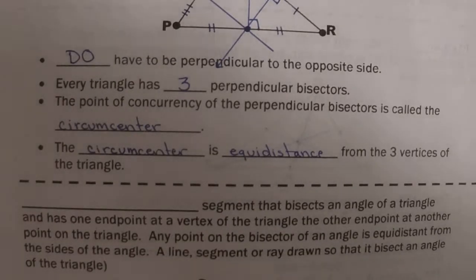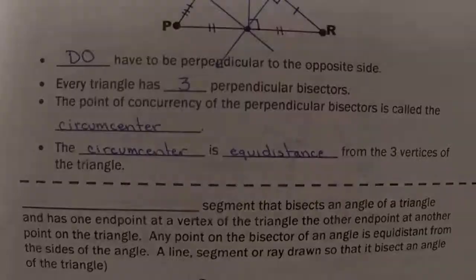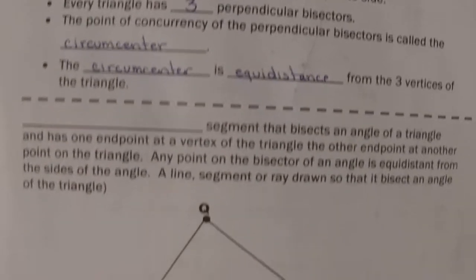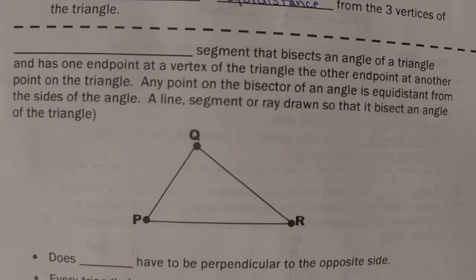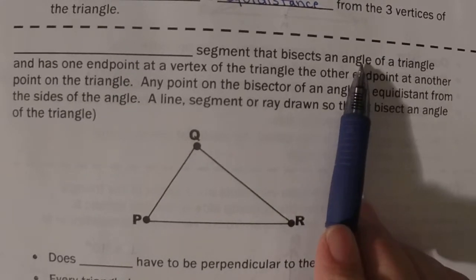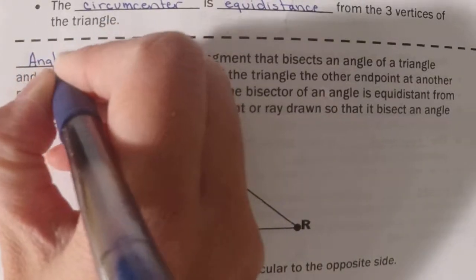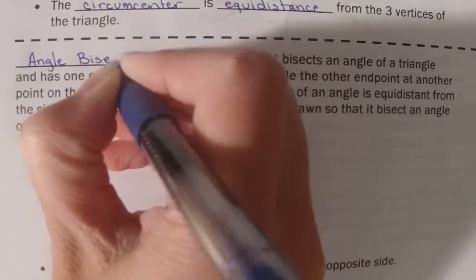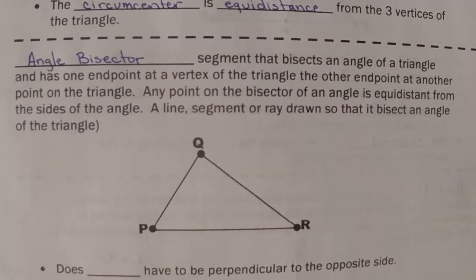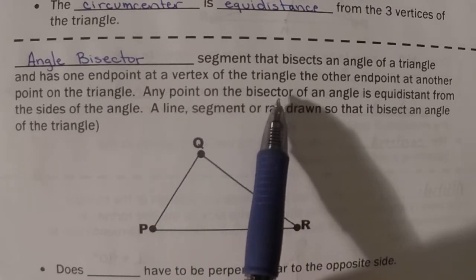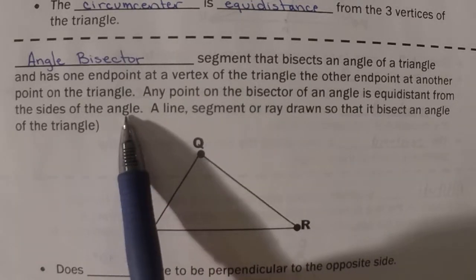Okay. All right. Let's look at another special line. This is one that we should be kind of familiar with. We're still talking about the word bisect. So it's a segment that bisects an angle. So kind of an easy one to pick out. This is an angle bisector. And again, it's a line or a segment or a ray that cuts the angle in half. And then any point on the bisector should be equidistant from all the sides of the triangle.